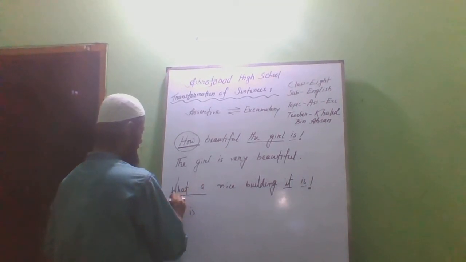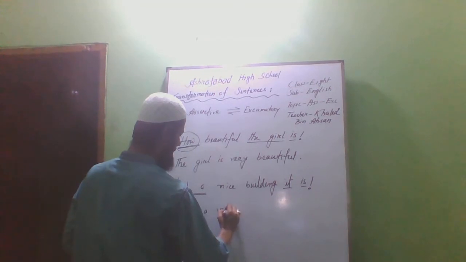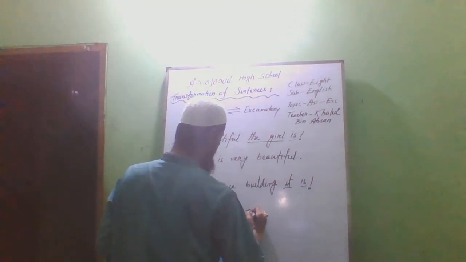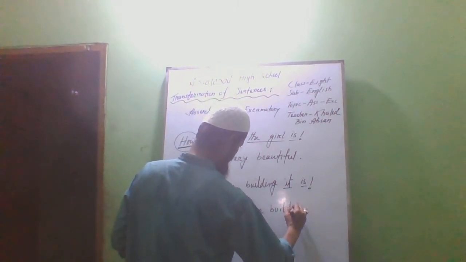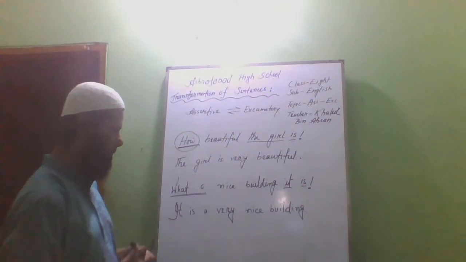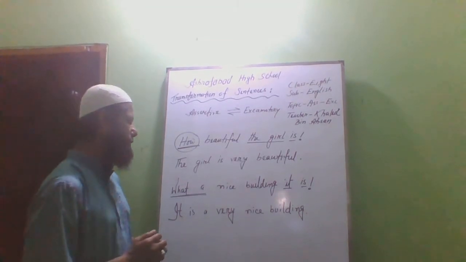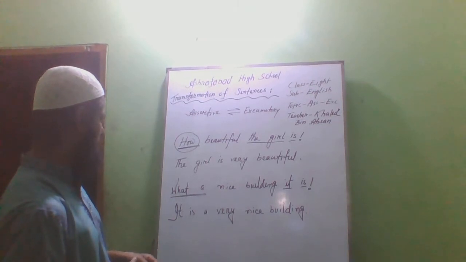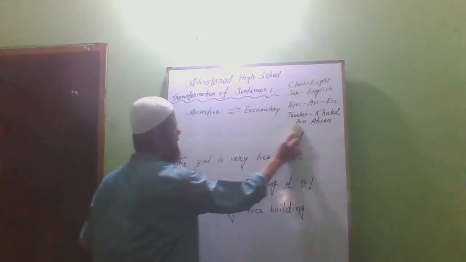It is. For what we will use a very. It is a very nice building. And then full stop. In this way, we can change any exclamatory sentences into assertive one. Okay, dear students, I am giving you another example.